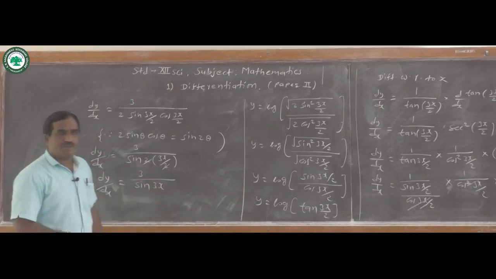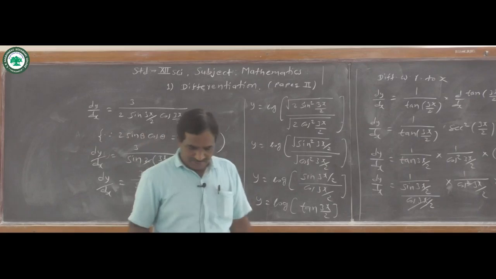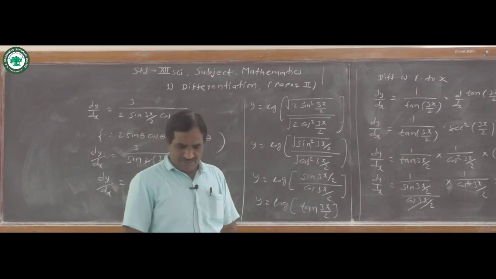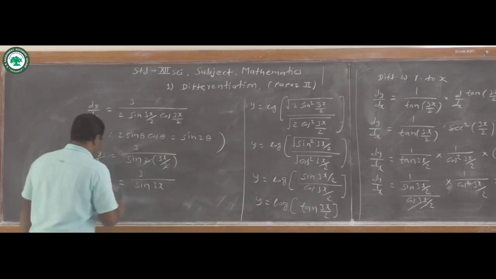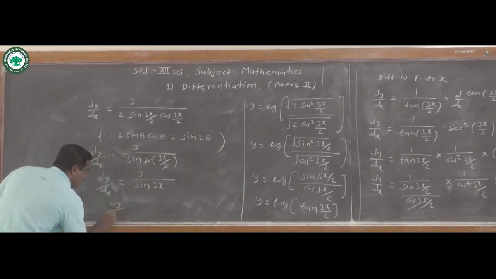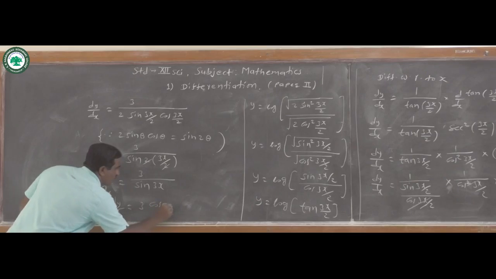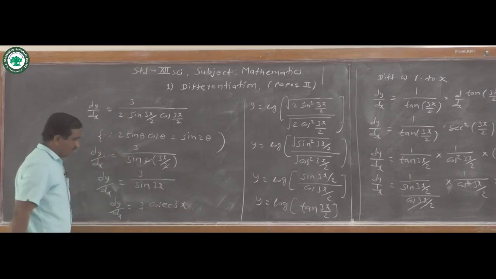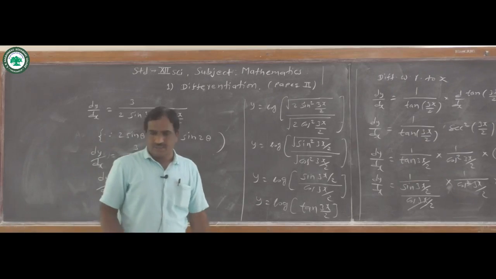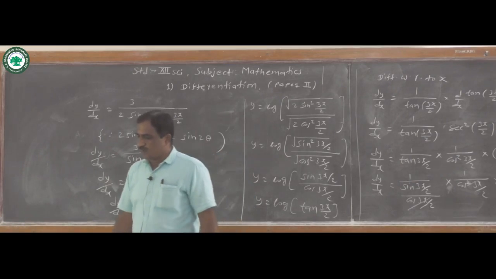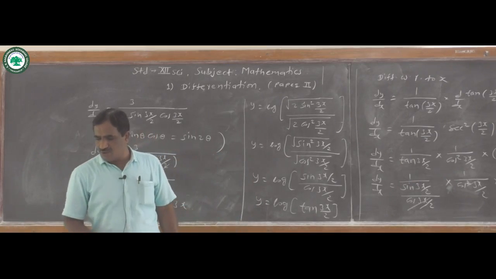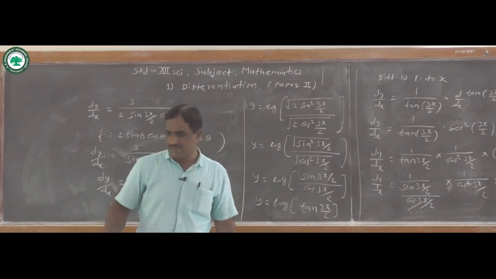And we know that 1 upon sine means cosec. 1 upon sine 3x means cosec 3x. That is, dy by dx is equal to 3 into cosec of 3x. This is the answer for the example, derivative of log of under root 1 minus cos 3x upon 1 plus cos 3x.